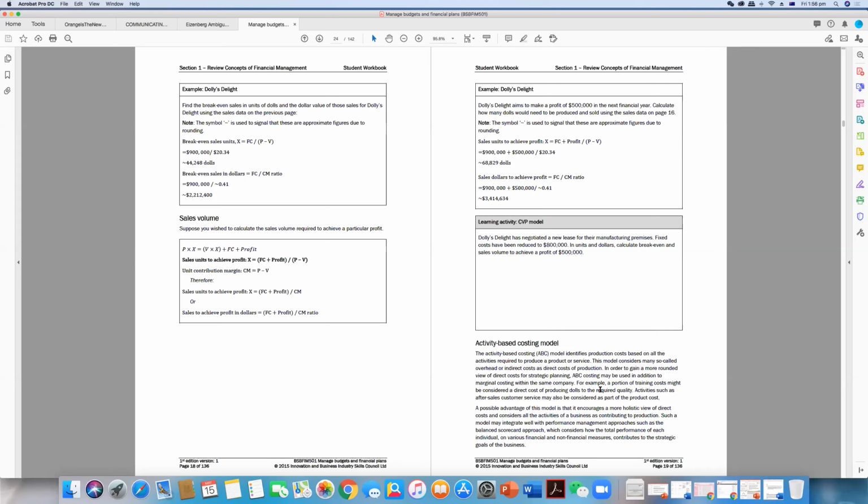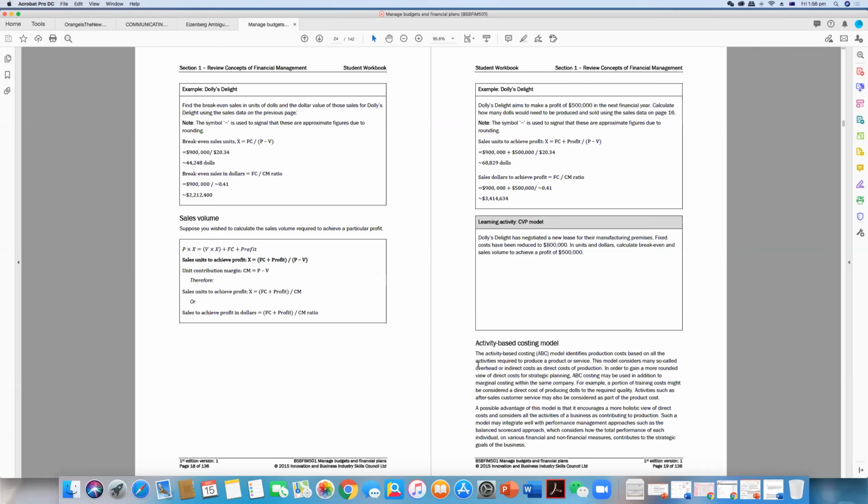Like this is mentioned, a portion of the training cost might be considered a direct cost of producing those, to required quality activities such as after-sale customer service may also be considered as part of the production cost. So a possible advantage of this model is that it encourages a more holistic view of direct cost and considers all the activities of a business as contributing to the production.